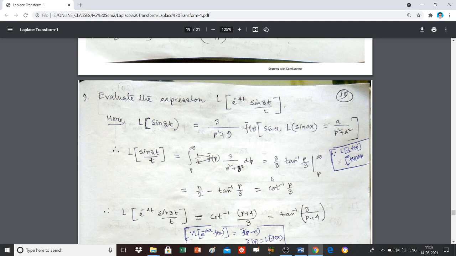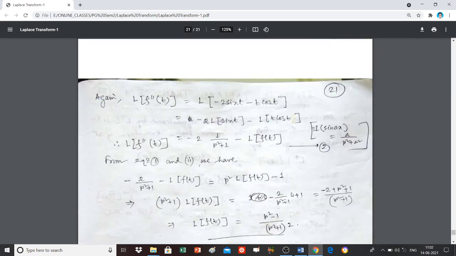So these threes cancel each other, and if you use the limit infinity, then tan inverse infinity will provide you pi by 2. Then minus, if you use p, then tan inverse p by 3. So this is nothing but cot inverse p by 3. So we obtain that the Laplace transform of sine 3t by t is equal to cot inverse p by 3.